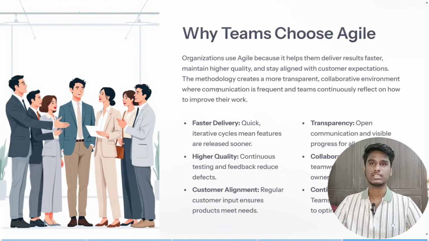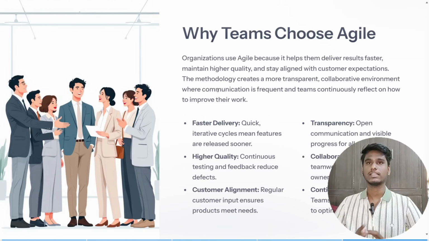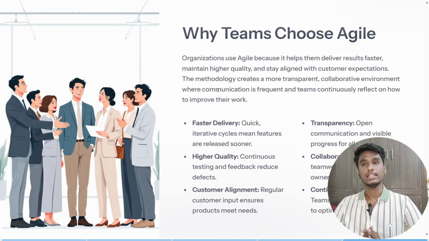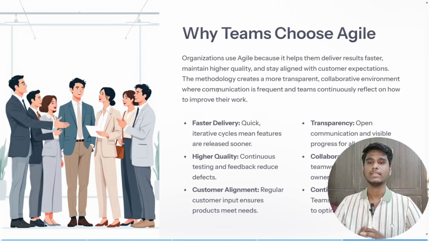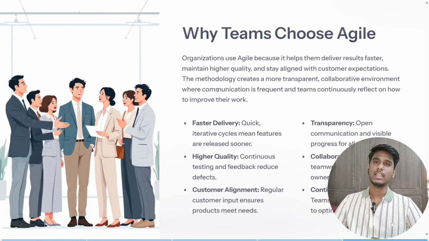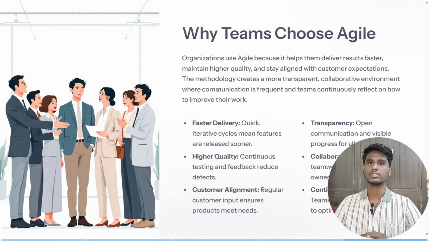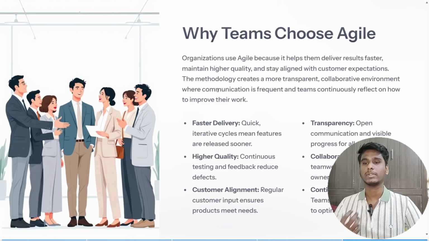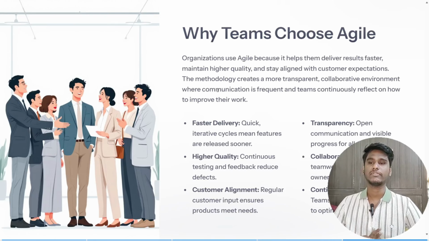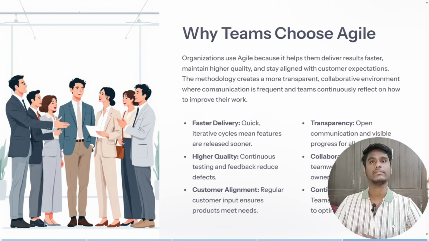So, why do teams choose Agile? An organization uses Agile because it helps them deliver faster results, maintain higher quality, and stay aligned with customers' expectations. The main reason most companies use the Agile methodology is that it is an iterative process, and it creates a more transparent and collaborative environment where communication is frequent and the teams continuously reflect on how to improve their work.